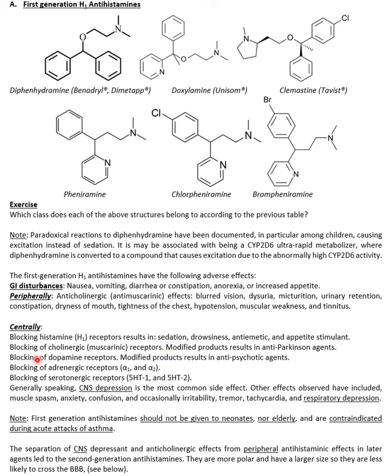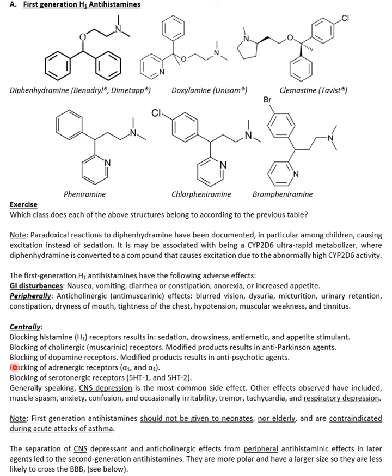I also want to add that because of blocking the cholinergic receptors, these drugs, the first generation antihistamines, should be avoided in elderly, because elderly people are more prone to developing Alzheimer's, and Alzheimer's has been related to the reduction of acetylcholine in the brain. So by blocking these receptors, we are actually inducing Alzheimer's. So this explains why first generation antihistamines should not be used.